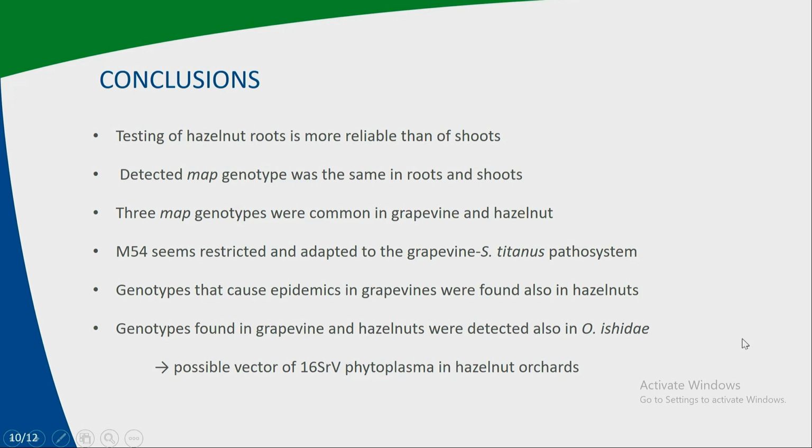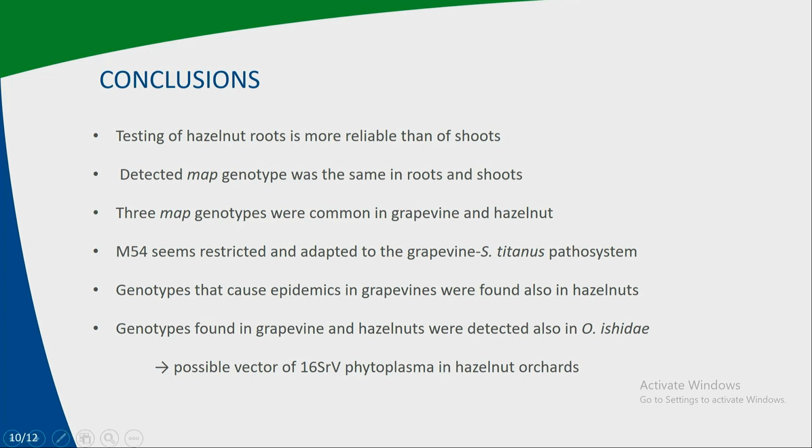The conclusions are that testing of hazelnut roots is more reliable than of shoots. The detected map genotypes were the same in these subsamples. Three map genotypes were common to grapevine and hazelnut. As other studies show, M54 seems to be restricted and adapted to the grapevine's Scaphoideus titanus pathosystem.